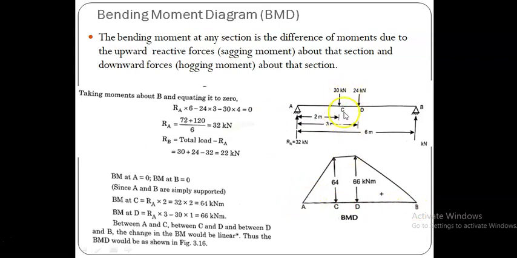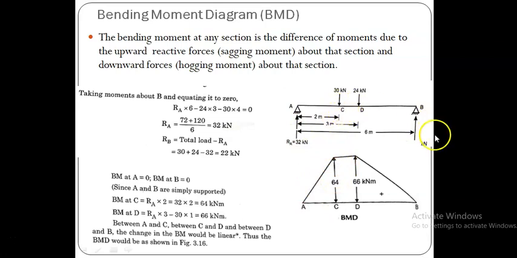At C there is only the positive moment. I find the bending moment at C by taking the algebraic sum of all moments on the left side. Therefore there is only one moment, 32 into 2. It is the upward reactive force into 2, producing sagging, positive, 32 into 2, 64 kilonewton meter.